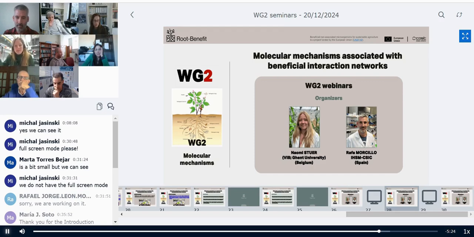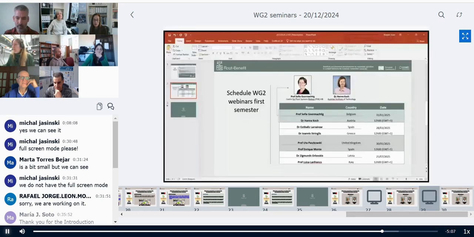But if it's feasible for everyone, just briefly to show what the seminar schedule looks like. In essence, we already have the first semester figured out. So thank you everyone for your enthusiasm and willingness to participate. Our first seminar will be organized for the end of January, where Professor Sophie Goormachtig of the Center of Plant Systems Biology at the VIB Ghent will present, as well as Dr. Hanna Koch of the Austrian Institute of Technology, and of course further specifics on all of the presentations will follow.